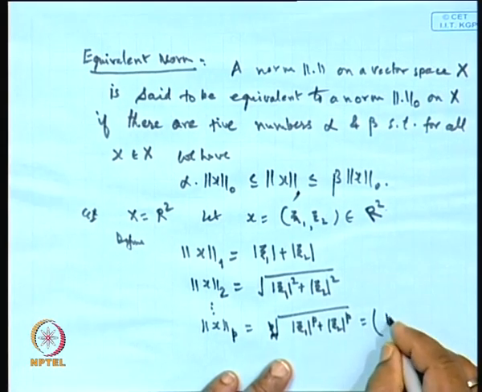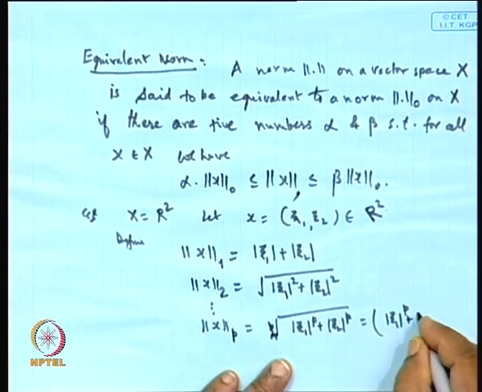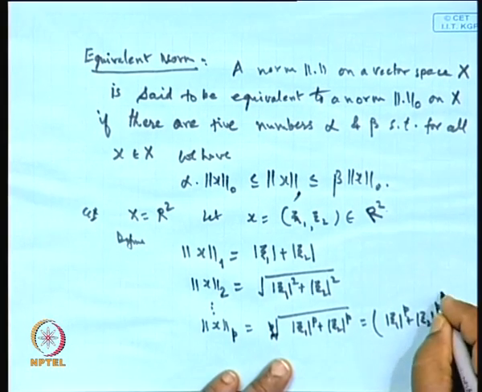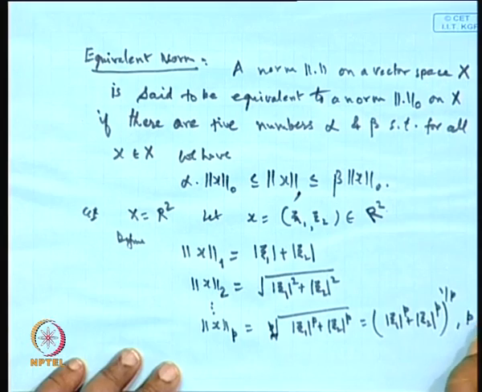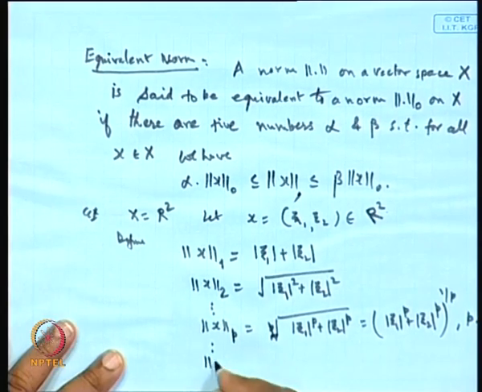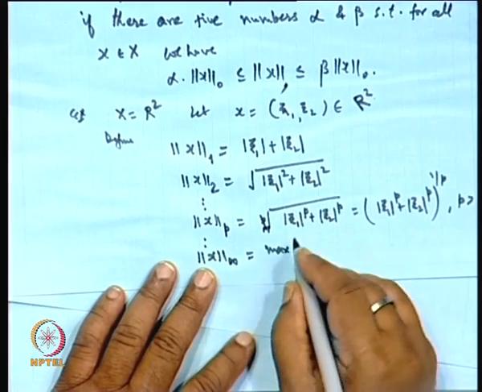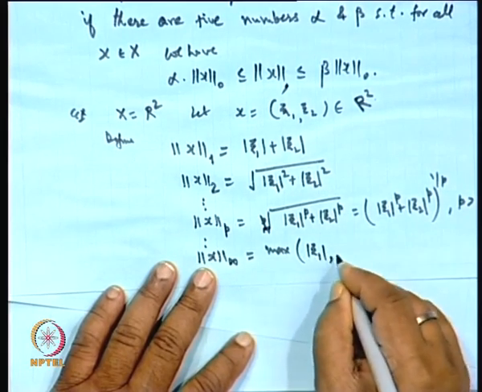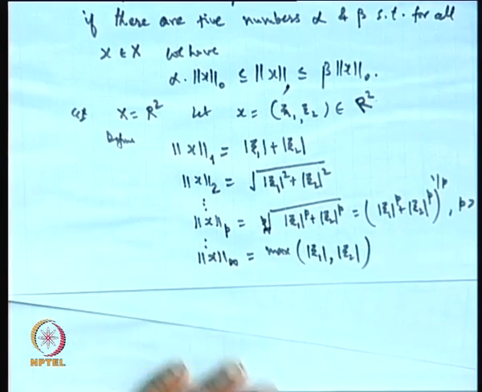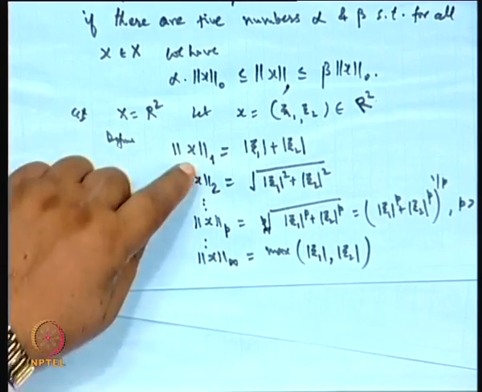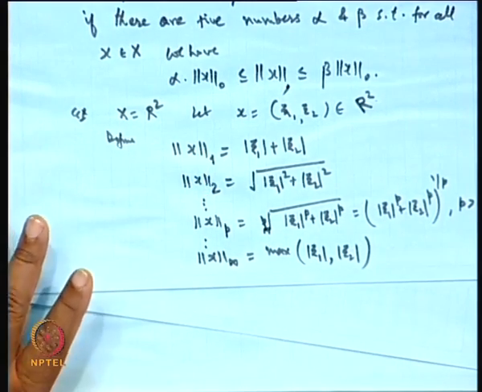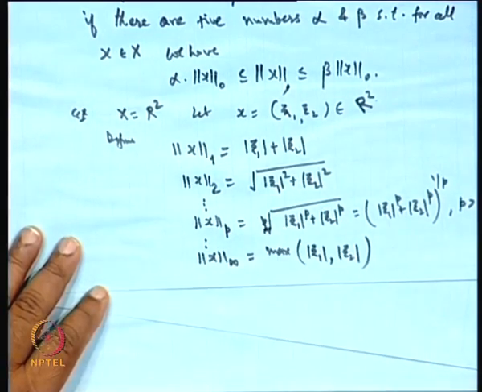that is, mod xi 1 to the p plus mod xi 2 to the p, power 1 by p, where p is greater than 1. And norm x infinity I define as the maximum of mod xi 1, mod xi 2. Suppose on R 2 I define these; you can verify that these form norms. So p must be greater than 1, because we start with 1, 2, 3 and so on. For various p's you can find this.